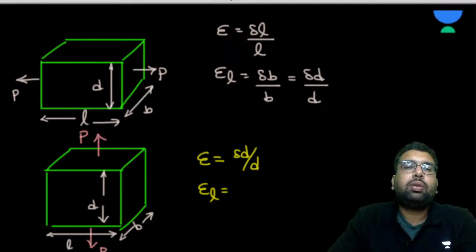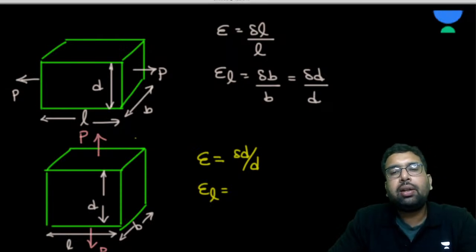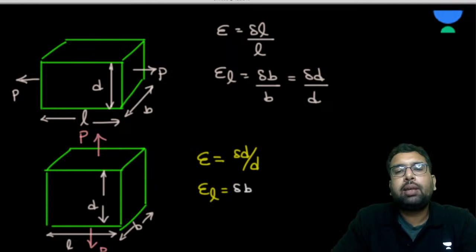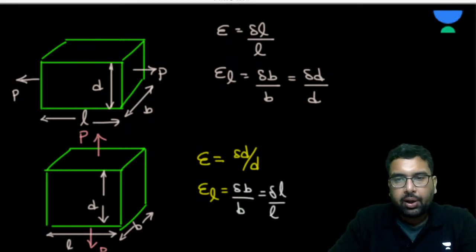The longitudinal strain is the strain in the direction parallel to that of the loading, and lateral strain is the strain in the dimensions which are perpendicular to the direction of the load. So what is the lateral strain in this case? It is going to be delta B by B, and delta D by D. Understood, beta? Okay, so lateral and longitudinal depend upon the direction of loading. That is what I wanted to convey.